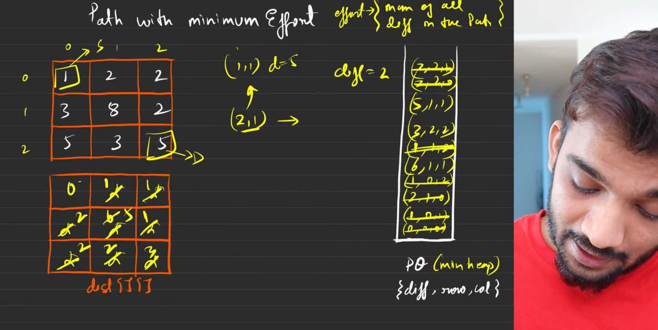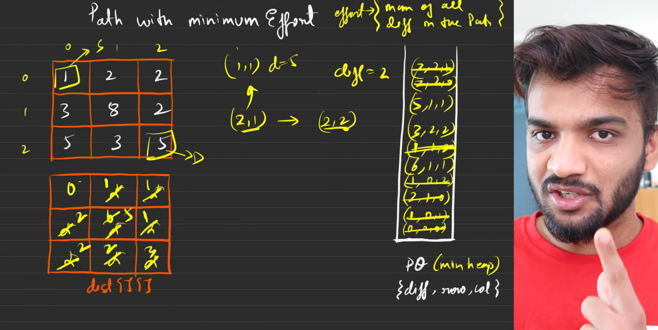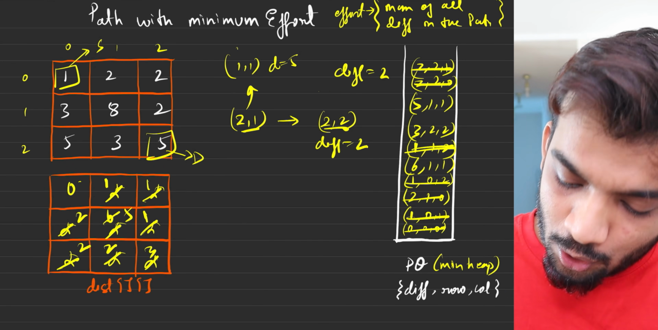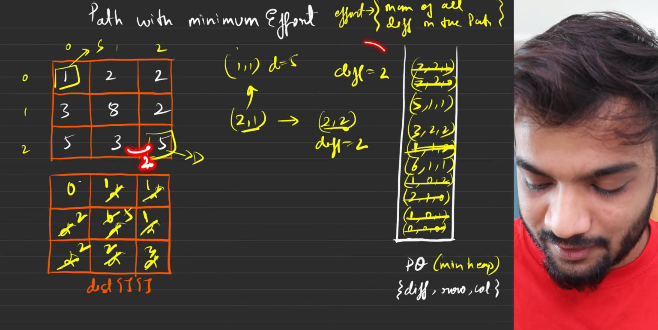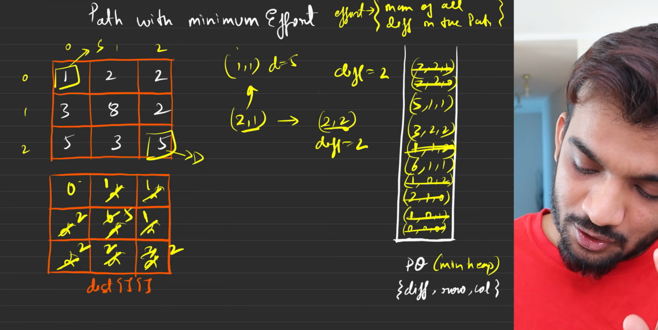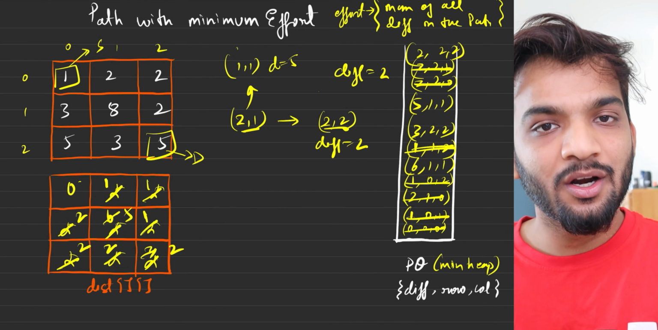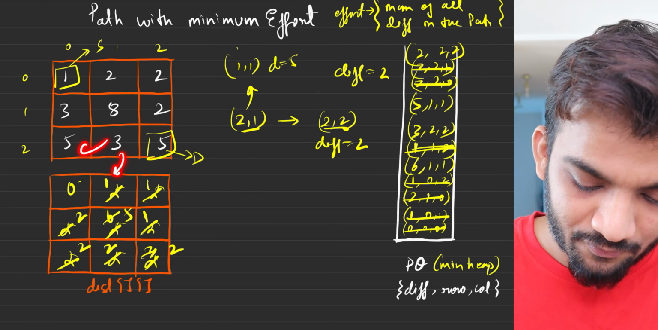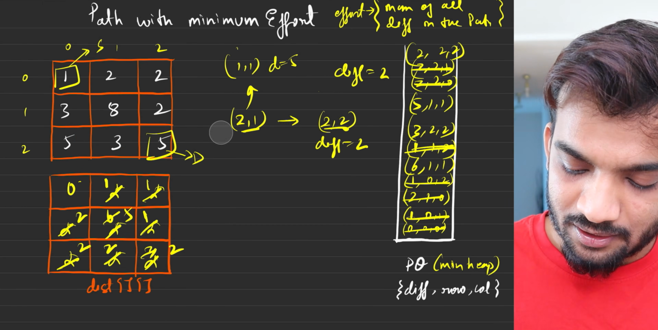Can I go to the right? We can. Which is 2 comma 2, which is the destination. And this time, the difference is 2. Point to notice: the difference is 2, and it's better than 3. So you say 2, and you say 2 comma 2 comma 2. Perfect. What's the next thing? Can I go down? No. Can I go left? I can, but it'll yield a difference of 2, which is already there. So I can say this is done.